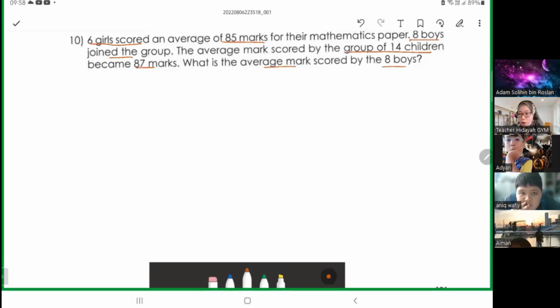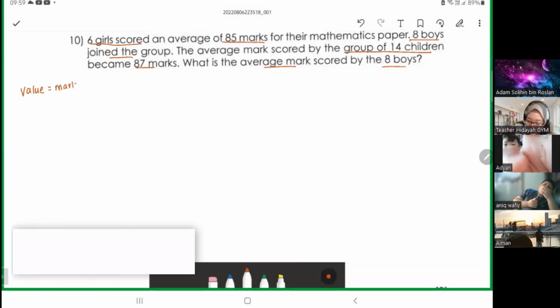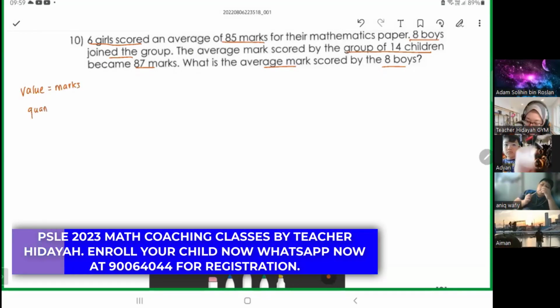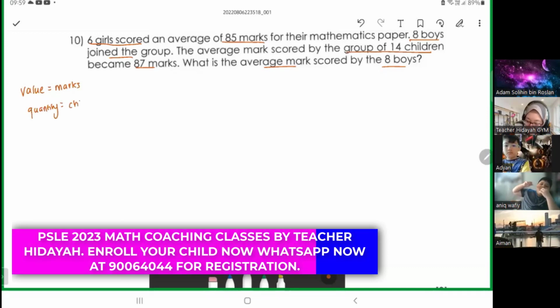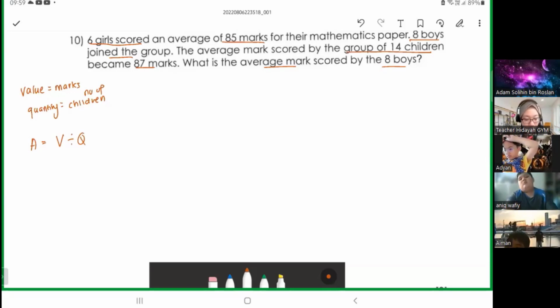Okay, as I mentioned before, average means total value divided by quantity. In this case, the value is the marks. The quantity is the number of children. So average means value divided by quantity. Just take note of that. Now, I want to find the average score of the boys only. I don't want the girls' average score.